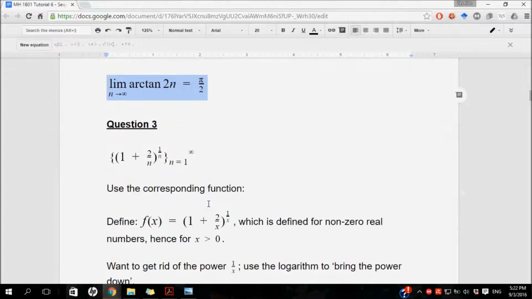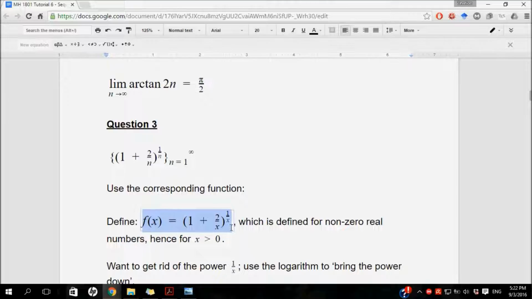In question 3, this is our sequence: 1 plus 2 over n, to the power of 1 over n. And we will use the same idea again. We will look at the corresponding function for this sequence. So we would define f(x) to be 1 plus 2 over x, to the power of 1 over x.